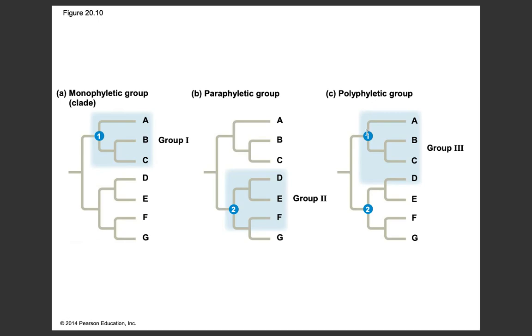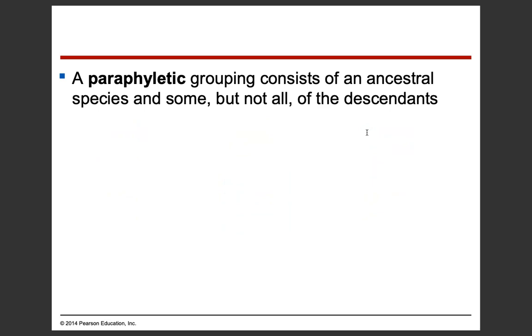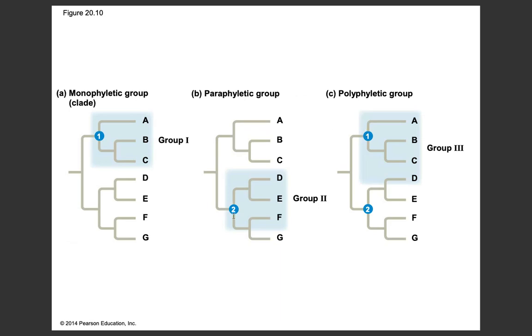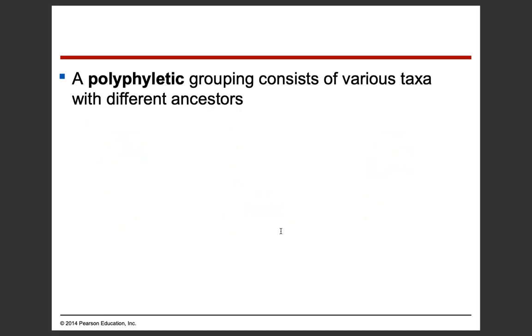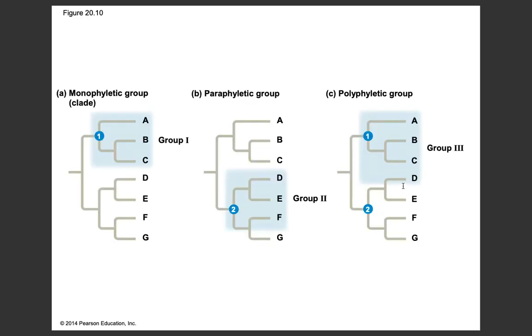Okay, the next couple slides go on to explain those. So paraphyletic grouping consists of an ancestral species and some but not all of the descendants. Okay, polyphyletic grouping consists of various taxa with different ancestors. Polyphyletic here, different common ancestors, because D does not have a common ancestor with A, B, and C, except for the one all the way back here, which is not included in the clade.